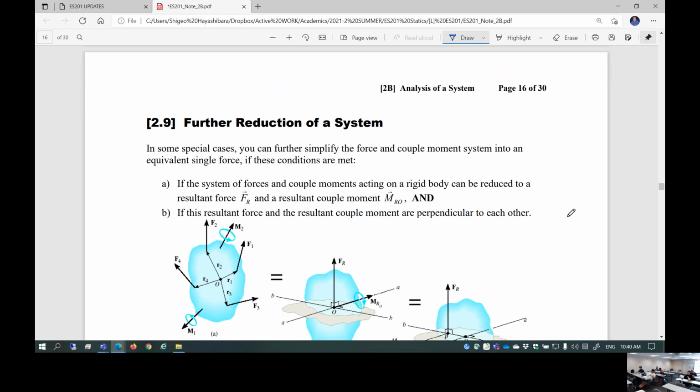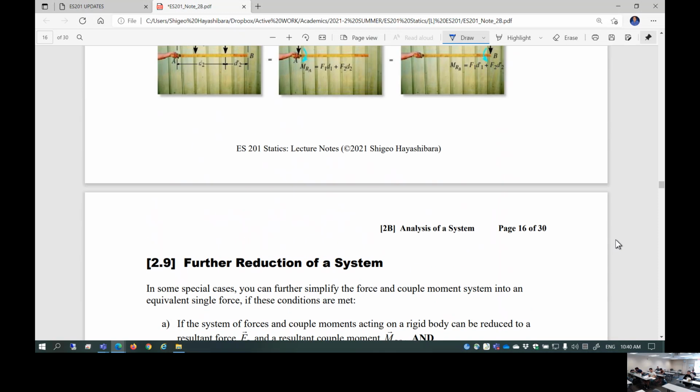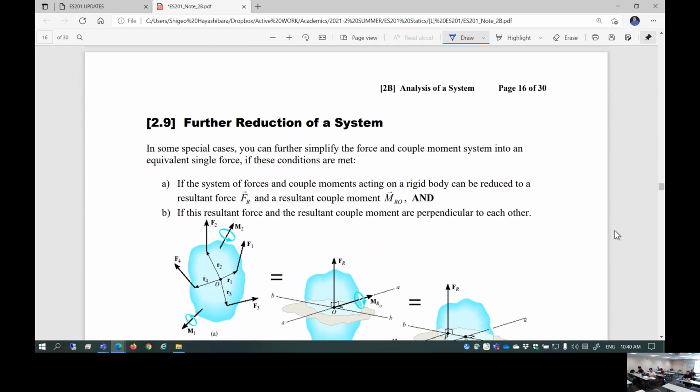So starting from next class, Thursday, we are going to continue doing this reduction and simplification, equivalency of the force-moment system. Very, very important. We are going to finish up Unit 2B on Thursday. Okay, let's stop here today. Do you have any questions? We're going to pick up from page 16. Any questions?